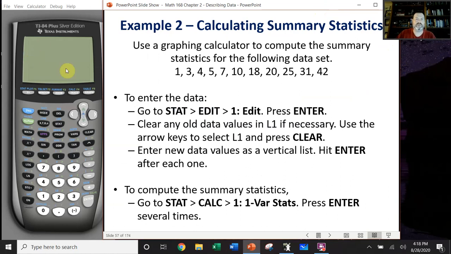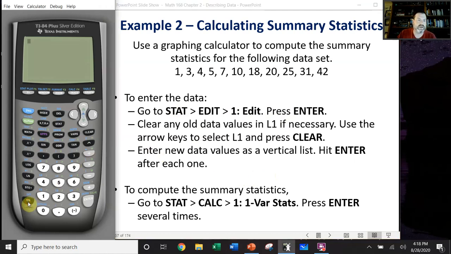So the way you do this, I'm just going to follow the directions here, so just watch me. You're going to have to do this a whole bunch. Not so much in this section, but definitely in the next few sections, we're going to do a lot of calculator work, and this is one of many ways. So turn your calculator on, and then to enter the data, go to Stat, Edit, 1, okay?